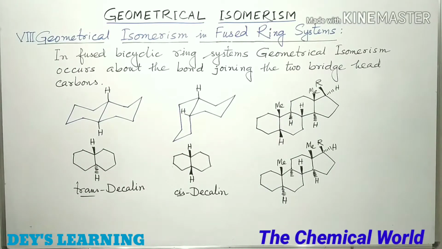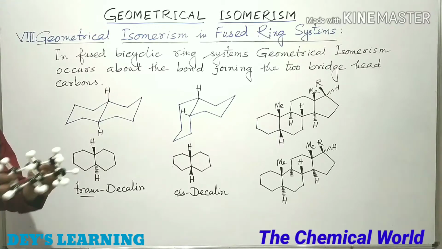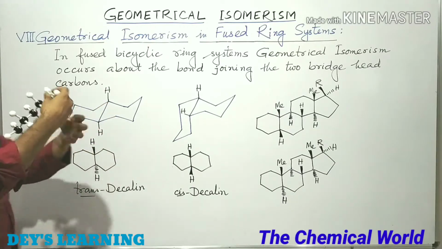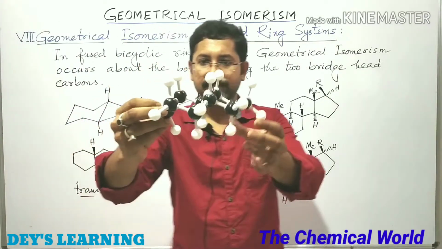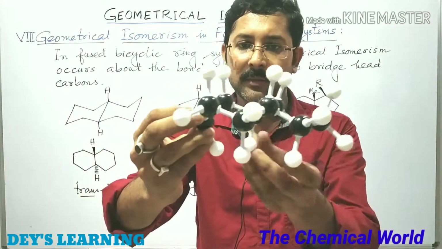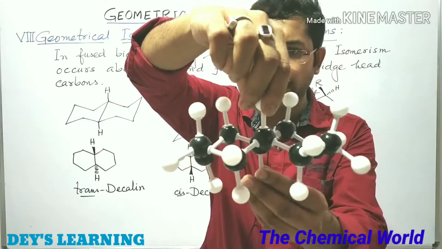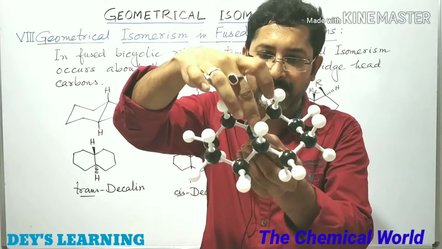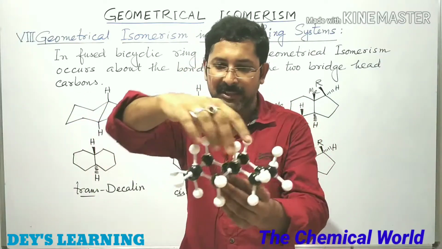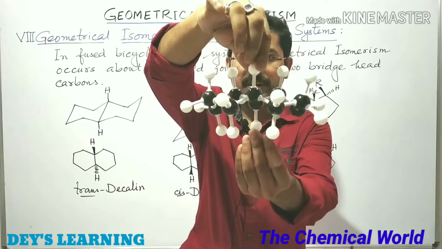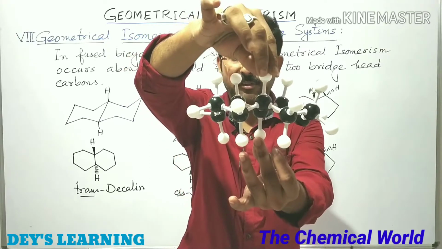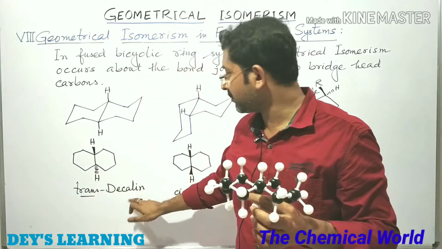Now, look at the structures. This molecule is actually trans-decalin. Look at here. This is your view. What are the hydrogen atoms attached to the two bridgehead carbons? These two are bridgehead carbons because with these two carbons the two rings are attached. So this is bridgehead carbon. Look at here. These two hydrogen are in trans position. So this is known as trans-decalin.